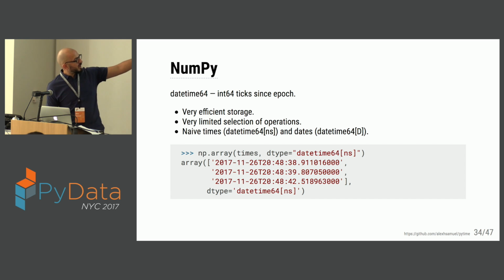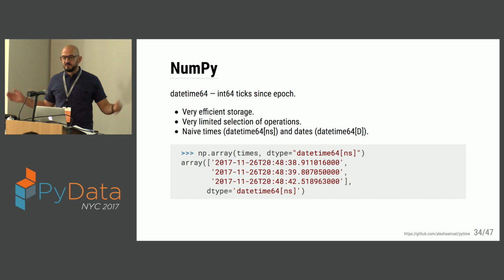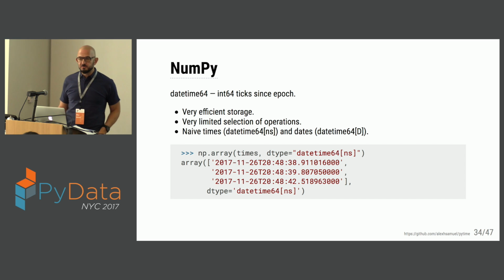So here's an example of that. I took some times and I told it datetime64 nanoseconds, and I get an array of nanoseconds. And this is fantastic because they take up 8 bytes each instead of 400 bytes or whatever a big object takes. So if you have 1 million of them, you care.